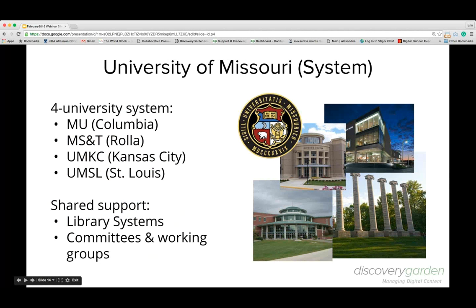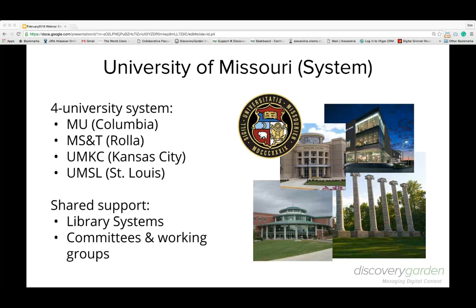It's important to understand that UMKC is part of the University of Missouri system, which consists of 4 very distinct universities with their own strengths and identity. So MU in Columbia is the flagship public land grant research institution. In Rolla, their focus is science and technology. And actually, Rolla is the one university that did not participate in Islandora, but they might in the future.